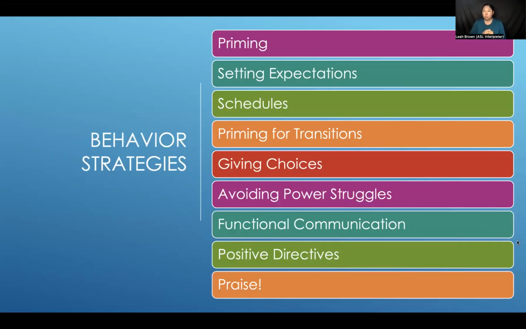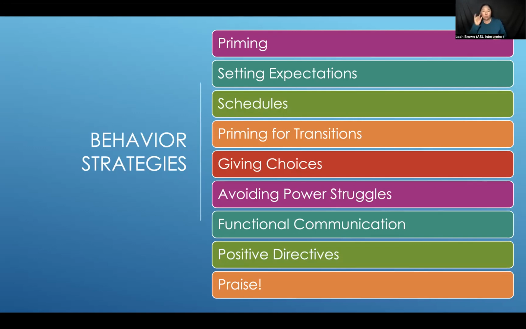Some behavior strategies that we are going to go over to use at home are priming, setting expectations, schedules, priming before big transitions, giving choices, avoiding those power struggles, providing them functional communication, positive directives, and praise. And in the next slides, we're going to go further into details of what those look like.